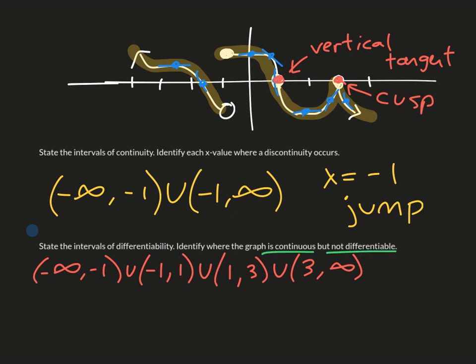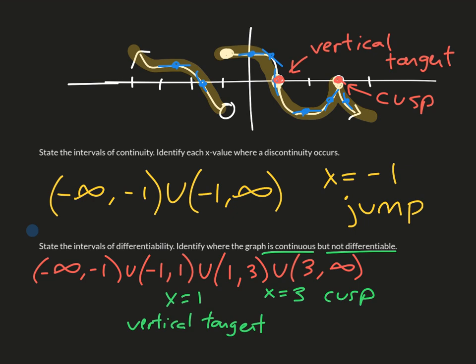okay, identify where the graph is continuous, but not differentiable. Okay, well, it's continuous at 1, but there's a vertical tangent. That's what we learned about today. That's new information. We don't like vertical tangents. We can't find the slope there. Same thing with x equals 3. Can't find the slope there. We got a cusp. It's kind of an issue. Sad face. So that would be my answer to this question.